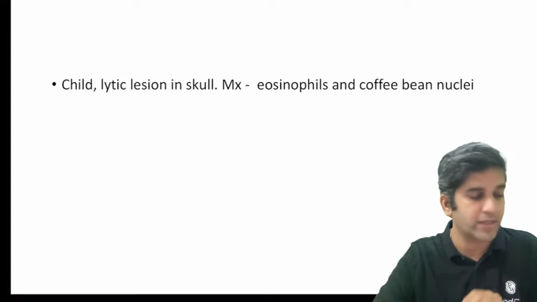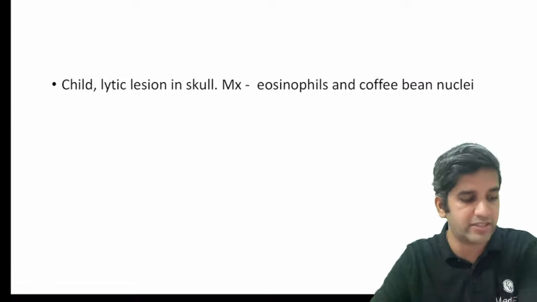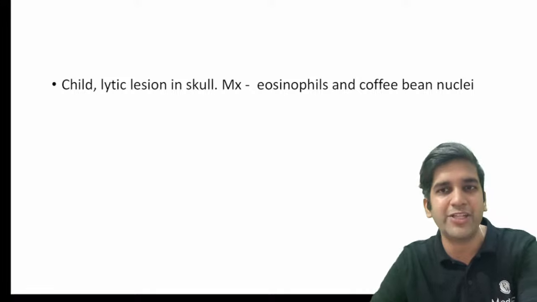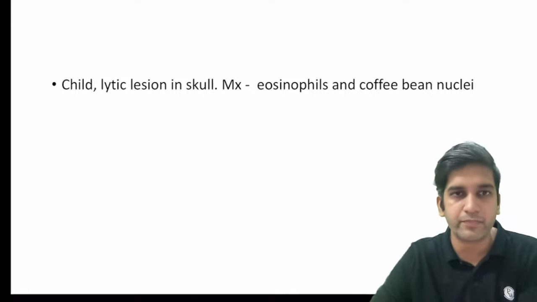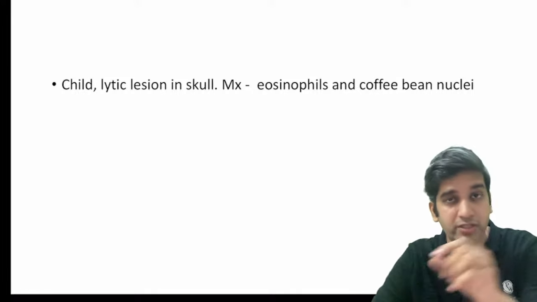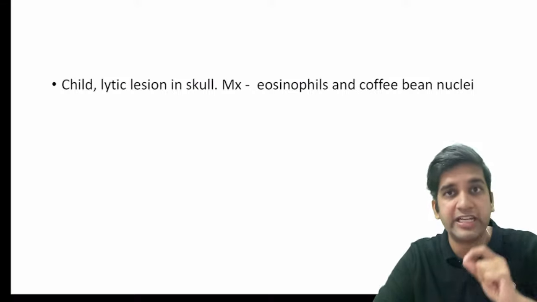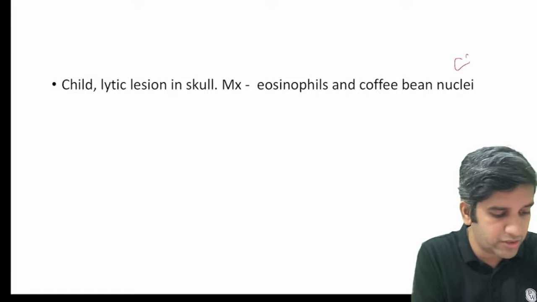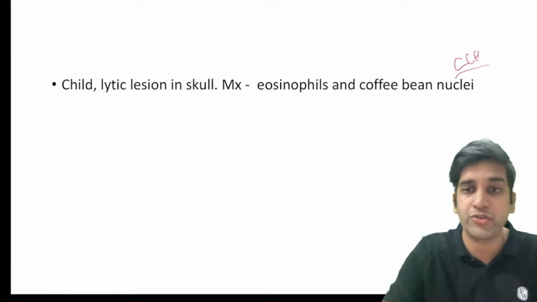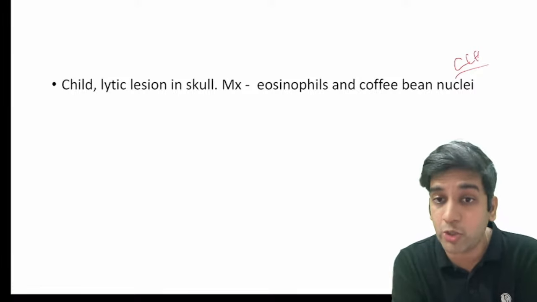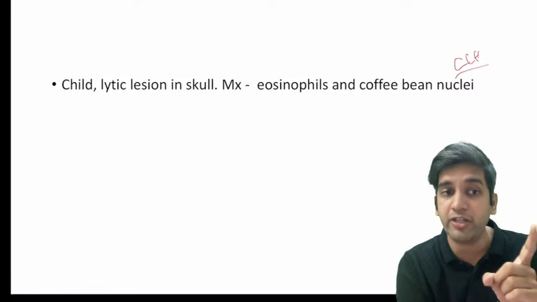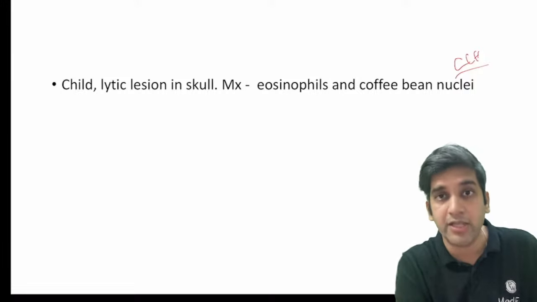Never miss them. Fine. A child, lytic lesion in the skull. Diagnosis. I should have stopped with that, but there's one more clue here. You have eosinophils and coffee bean nuclei. Even if the microscopy is not there, a child with multiple lytic lesions in the skull, you think of LCH, Langerhans cell histiocytosis, not multiple myeloma, because multiple myeloma does not happen in children, right?